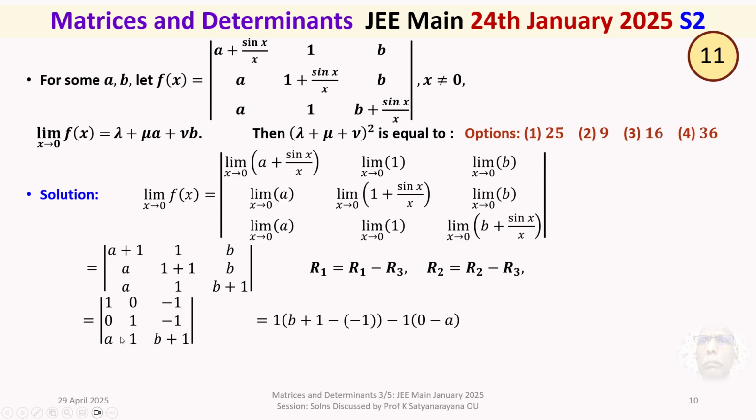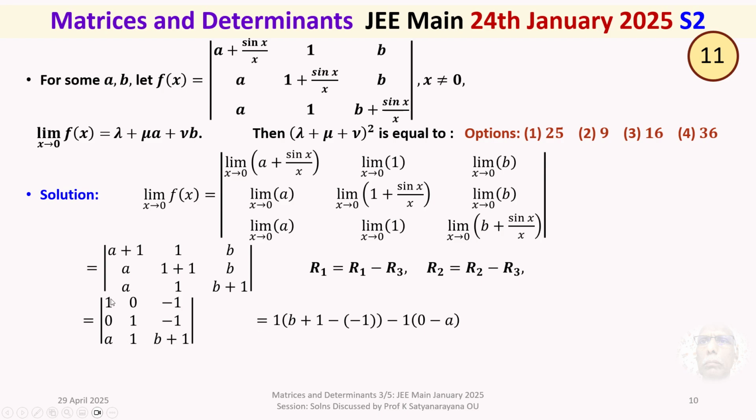The third row remains the same. The first row now becomes first row minus third row, that is 1, 0, minus 1. And the second row is second row minus third row, that is 0, 1, minus 1. Third row remains same. Right.